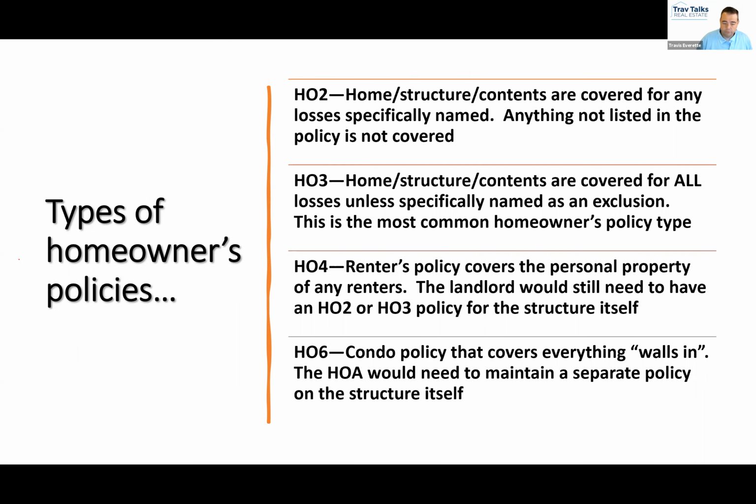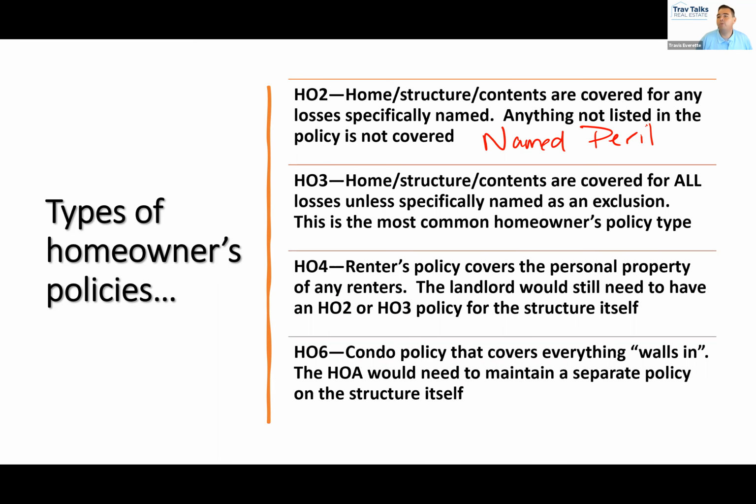The HO2 policy is what we call a named peril policy. In other words, the only things that are covered are the things the insurance company lists in the policy. If aliens come and squash your house with a UFO, it's only covered if your policy literally says aliens squashing your house with a UFO is covered. In other words, the policy is very specific about what it covers. Does that make sense for everybody?